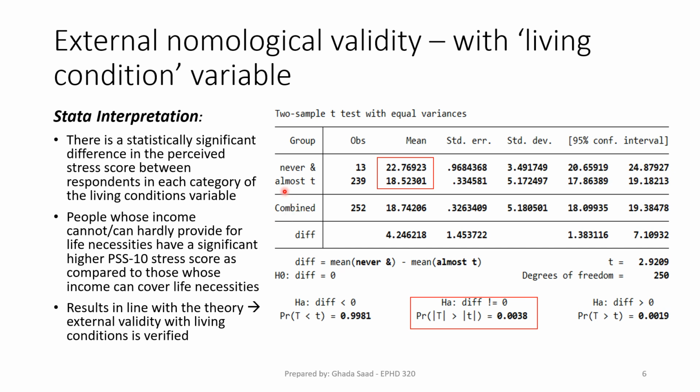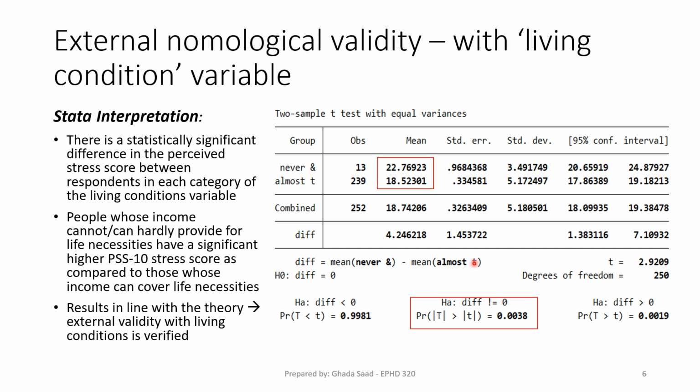Compared to the mean score in the second category of 18.5 among respondents who find their living condition to be good. To see whether there is a statistically significant difference between these two groups, and it is not due to chance, we check the p-value with the alternate hypothesis that states that there is a difference between the means and that they are different and not equal to 0.